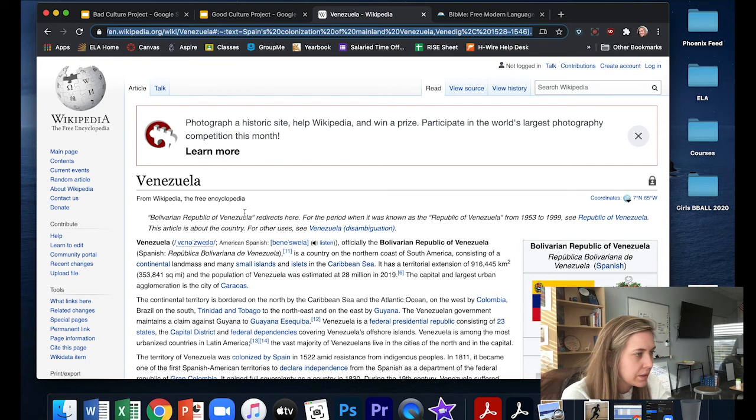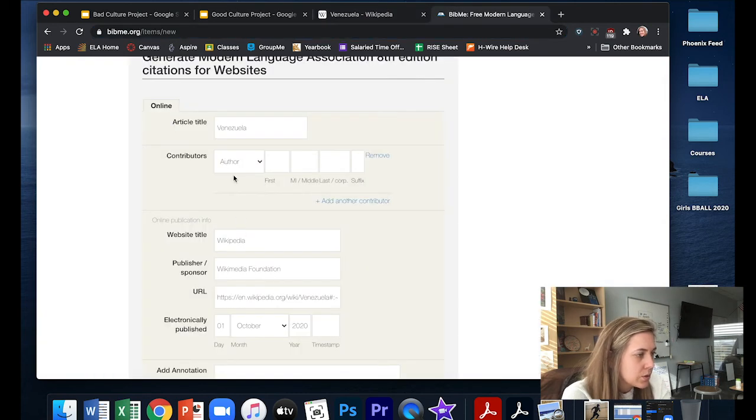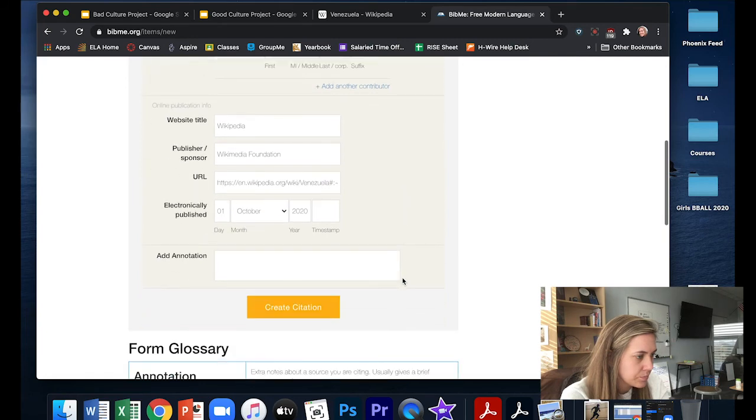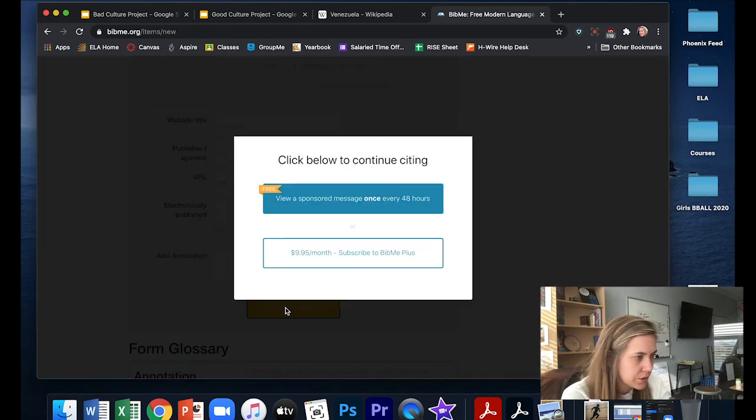It's just from Wikipedia. Okay, so if you can find an author, say you're using a different website that's not Wikipedia, if you can find an author, you should put their name in. It's best if you can do that. Then we just click Create Citation.